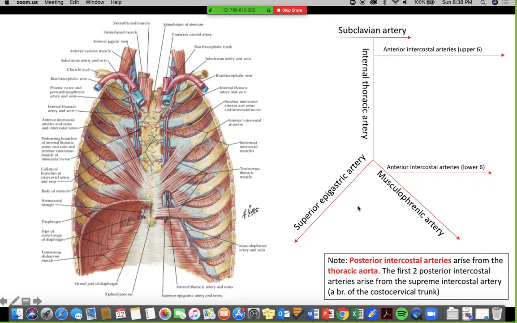Okay, let's see. What was I going to ask you guys? Okay, so superior epigastric is coming from the internal thoracic. Where is the inferior epigastric artery coming from?